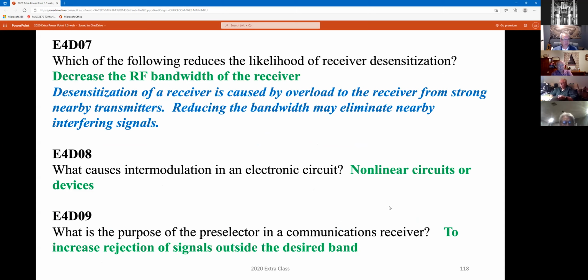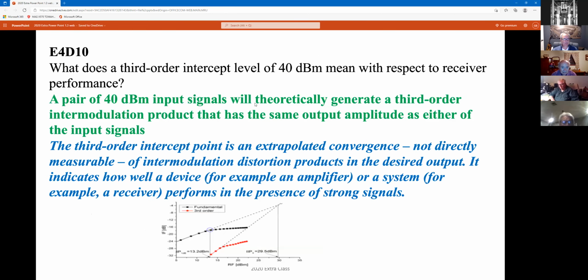Question 8, what causes intermodulation in an electronic circuit? And the answer is nonlinear circuits or devices. What is the purpose of the pre-selector in a communications receiver? And that is to increase the rejection of signals outside the desired band. What does a third order intercept level of 40 dBm mean with respect to receiver performance? And a pair of those signals will theoretically generate a third order intermodulation product that has the same output amplitude as either of the input signals.